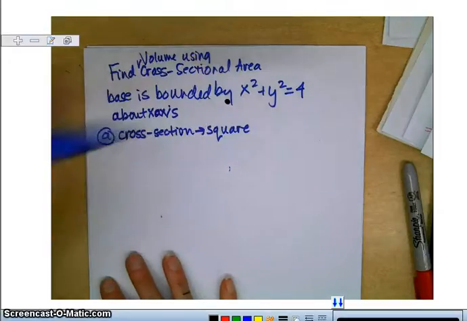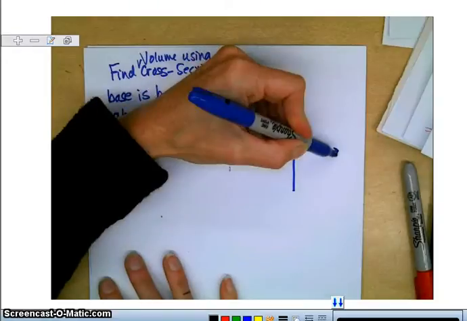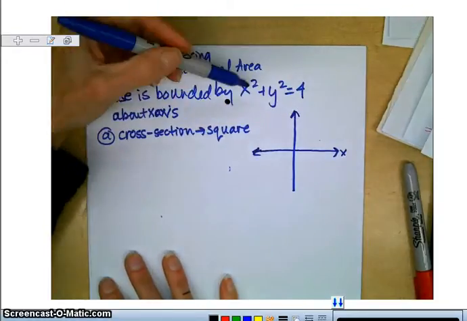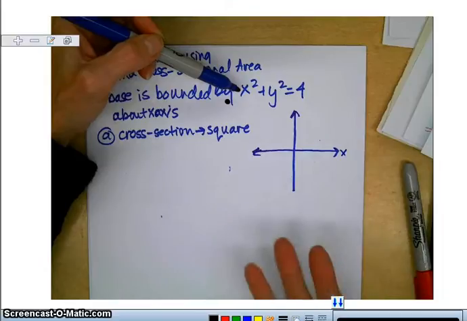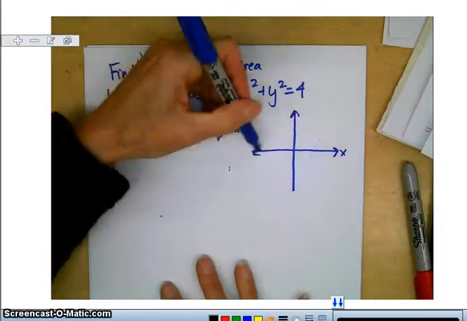Okay, so I'm going to draw a little picture for you. The first thing we need to do is draw our base, and in this case, it looks like it's one function. This is actually two functions. They might give you two functions. Your base is like an area between two curves. So I'm just going to sketch this.